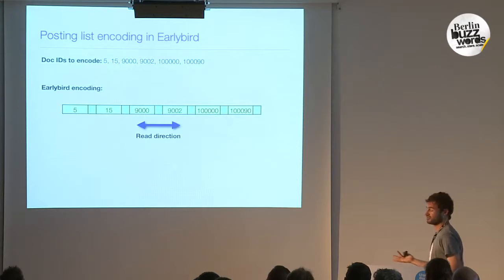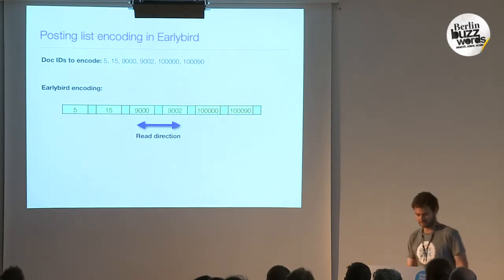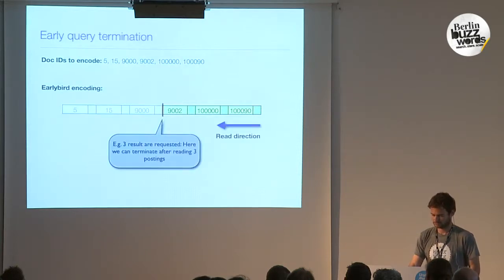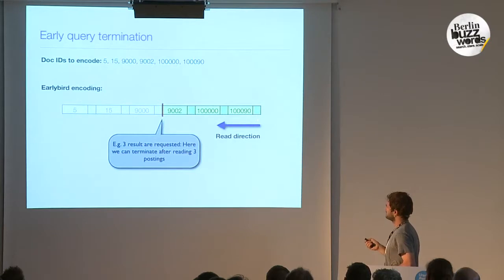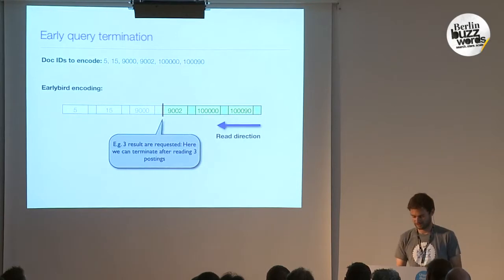And now we also don't store these Docker IDs as deltas anymore, which means we can read them in both directions. And then we can do the early termination that I talked about. So we can start at the end, read from right to left. And for example, if 3 results are requested in this request, then after we found 3, we can stop and finish the search early and very efficiently.